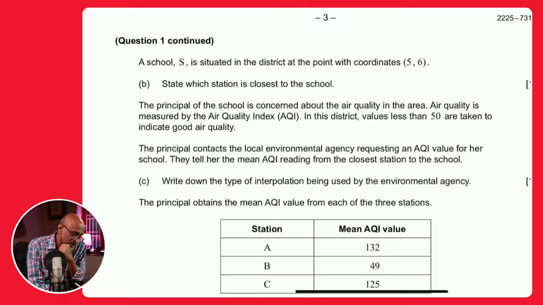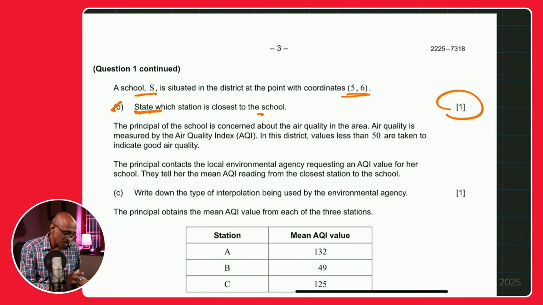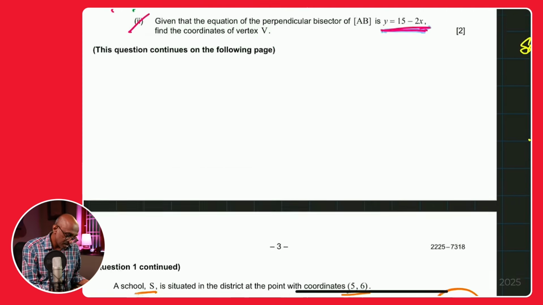Let's look at the information before part B. A school S is situated in the district at the point with coordinates 5, 6. So there's a school that's situated with coordinates 5, 6. State which station is closest to the school. You just have to state, there's no reasoning, and it's just 1 point. You guys can see this, right? Okay, it's just 1 point. You just have to state. So let's just plot 5, 6.